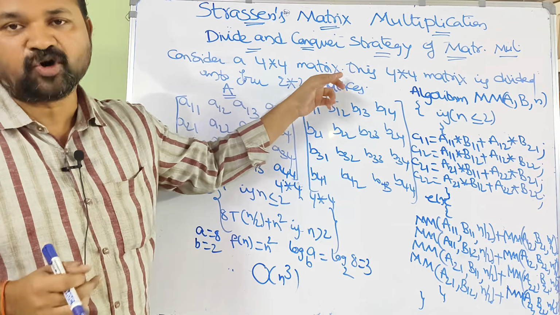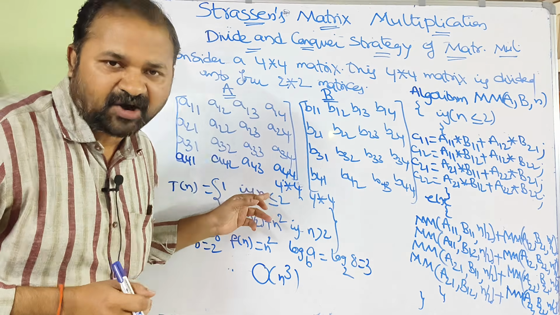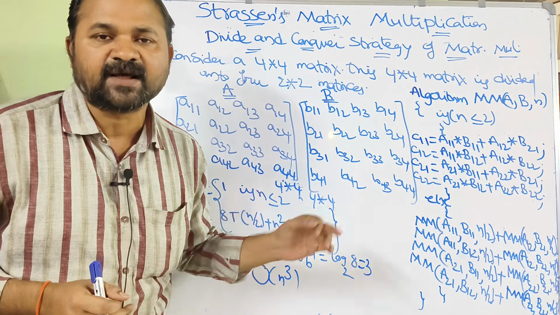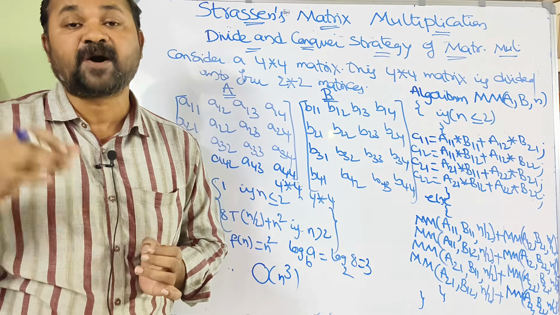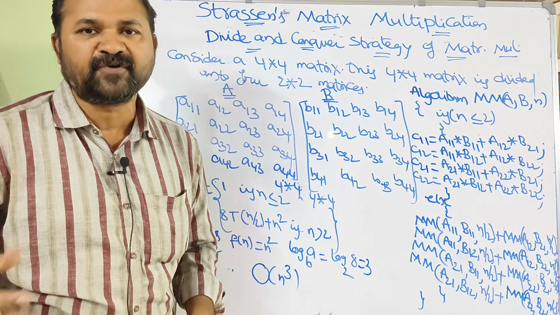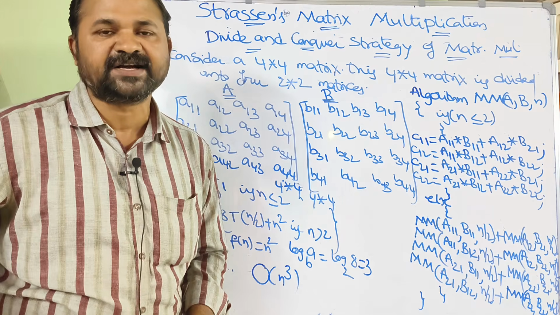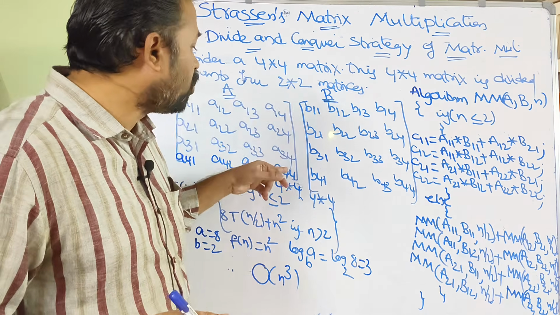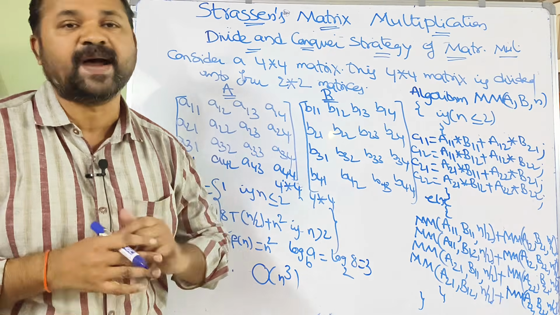Consider a 4 by 4 matrix. So 4 by 4 matrix means the order of the matrix is 4 by 4. So row size is 4, column size is 4. Here the order must be in powers of 2. That means it may be either 2 by 2, 4 by 4, 8 by 8, 16 by 16, next to that 32 by 32, 64 by 64, likewise. This 4 by 4 matrix is divided into 4 2 by 2 matrices.